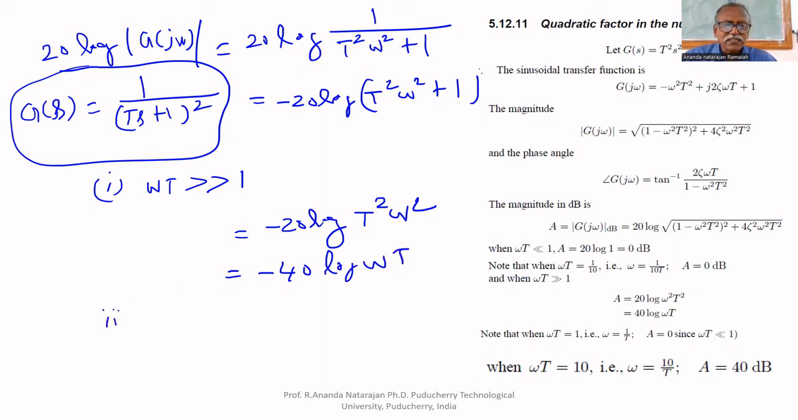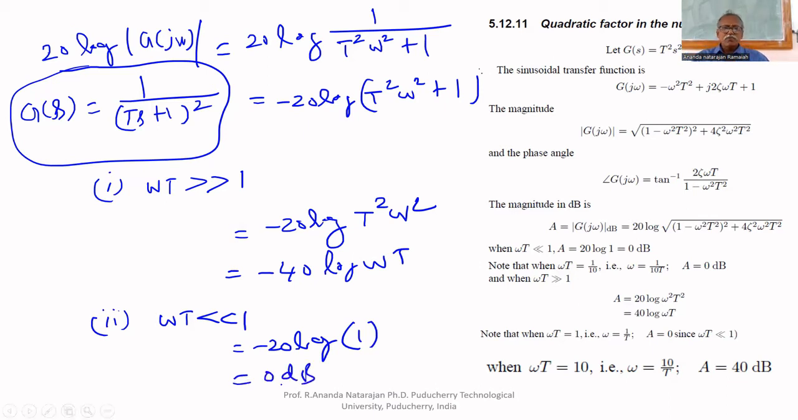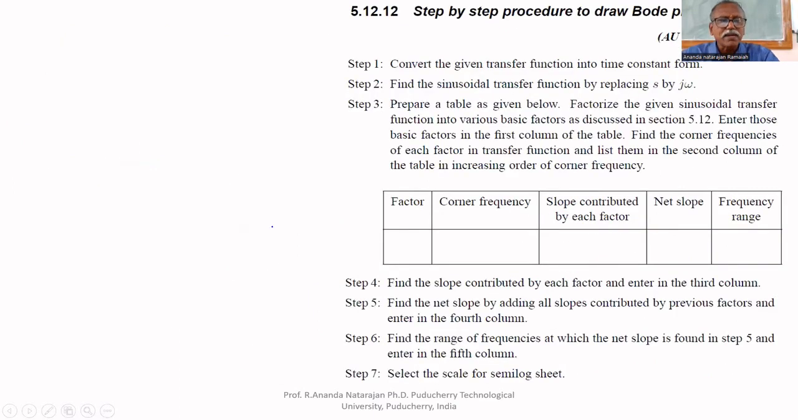Second case: if omega tau is far less than 1, the term tau square omega square is negligible, so you get 0 dB. So up to the corner frequency it is 0. After that, it decreases at the rate of minus 40 dB per decade.